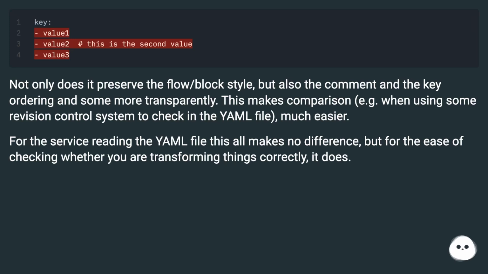For the service reading the YAML file this all makes no difference, but for the ease of checking whether you are transforming things correctly, it does.